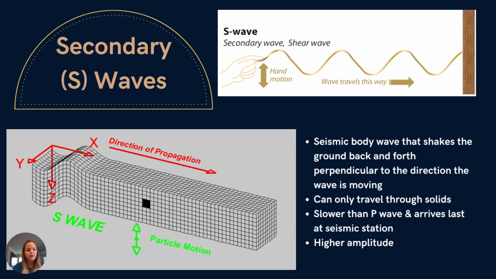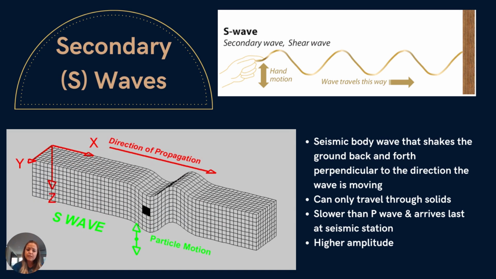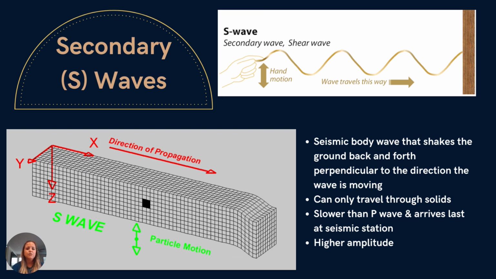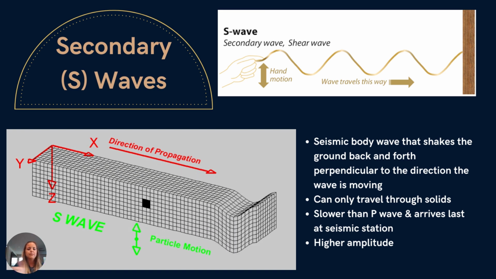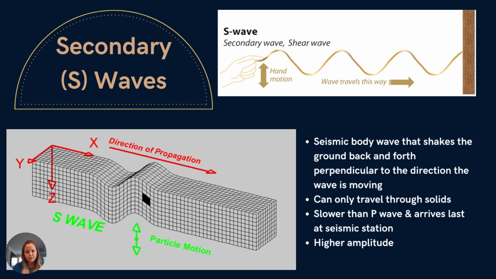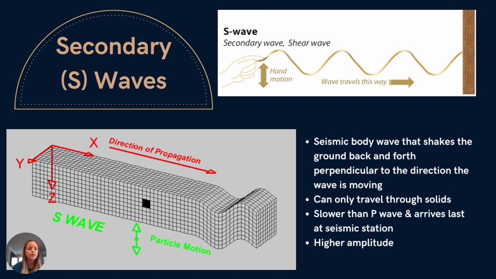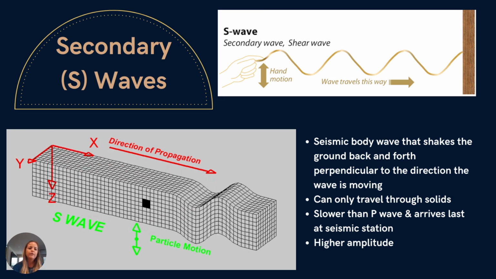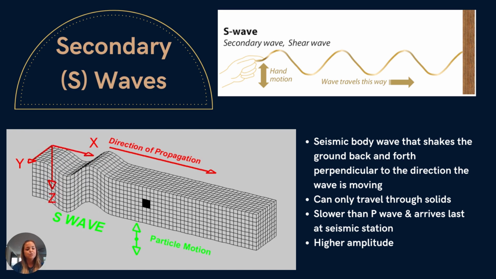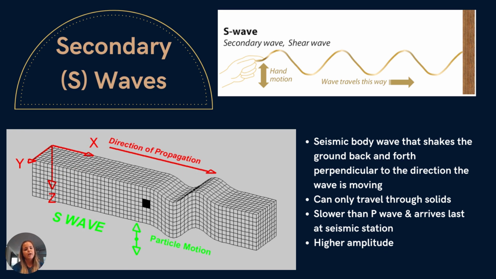Okay, moving on to secondary waves. These are a little bit slower than our P waves. This would be like if you took, this isn't a slinky, but you took a rope or a slinky and you moved it back and forth like this in an S shape. That is the motion that is being created here. So they only move through solids, so it makes it much more difficult when they encounter any other type of material. And they are slower than a P wave, like I said. They arrive last, or secondary, to the P wave at a seismic station. But they do create much stronger ground motion, so they are a much higher amplitude.